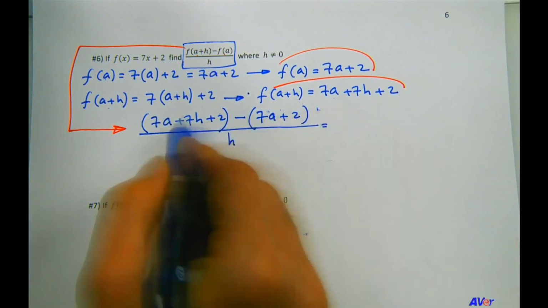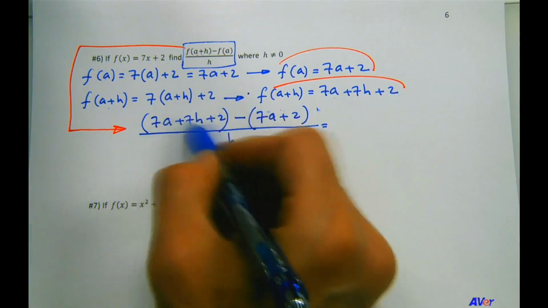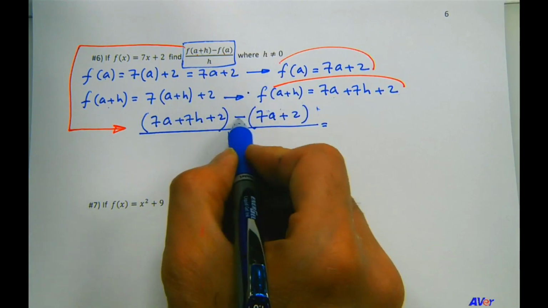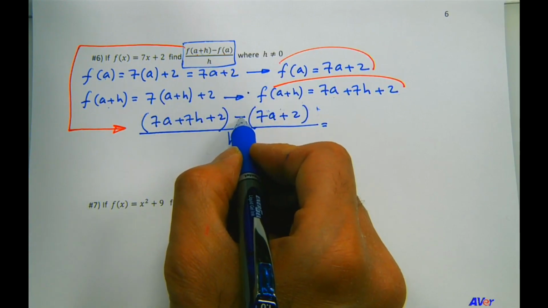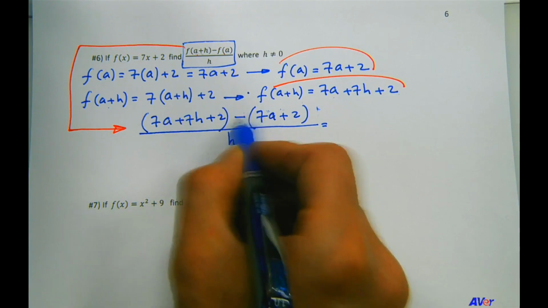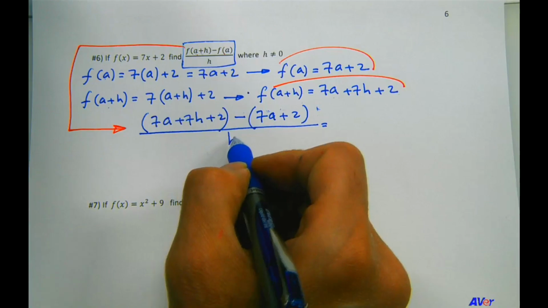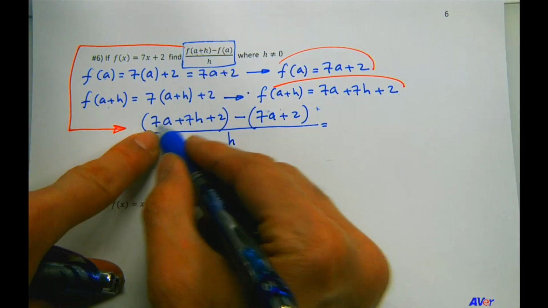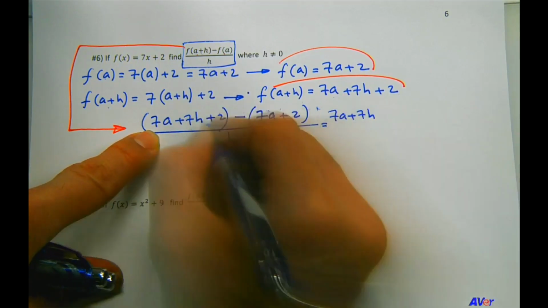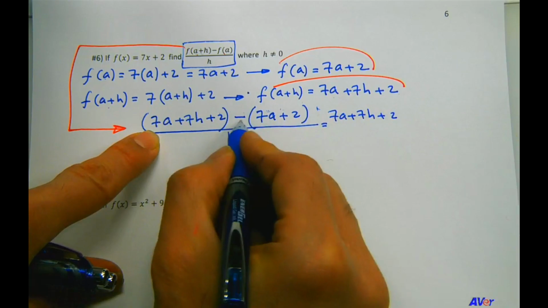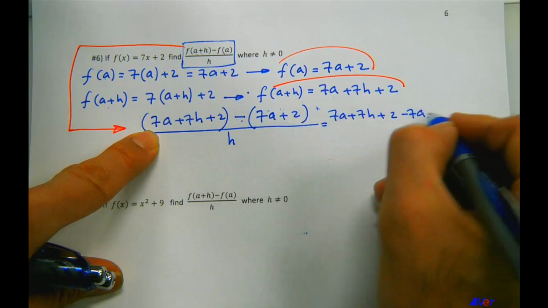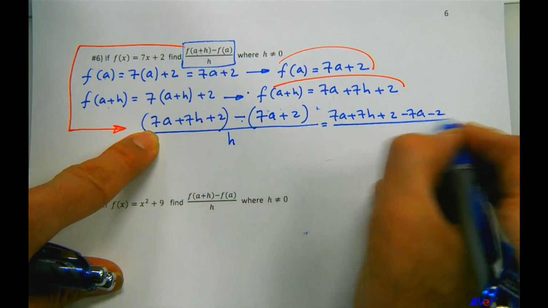Okay, so this first parenthesis, the terms are okay, but the second one, we need to distribute this negative. We said this before. If a negative is in front of the parentheses, you need to distribute this to all the terms inside the parentheses. So let's do that. I'm going to begin with these three. So 7a plus 7h plus 2. Now we get to this minus. Minus 7a minus 2, right? We distributed the negative over.